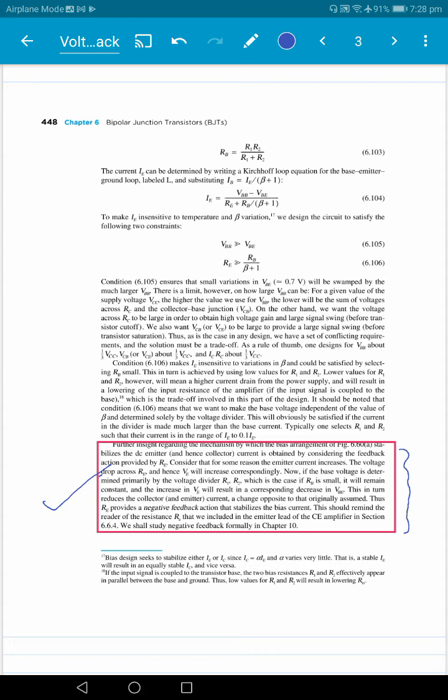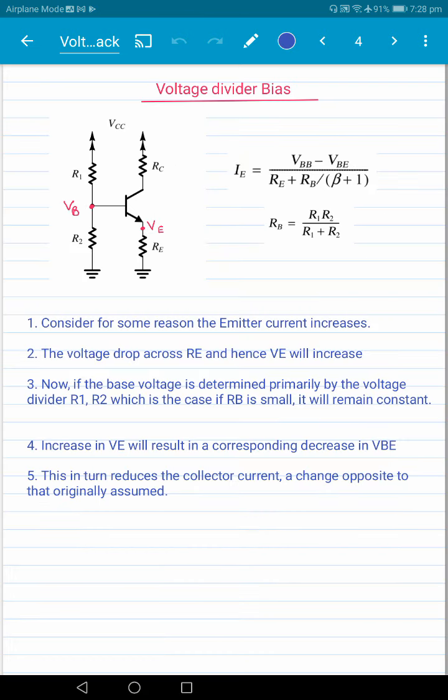So what it says is the following. We have this voltage divider bias, and consider that for some reason the emitter current increases. So let's say the emitter current increases by a certain amount, delta IE. Then the voltage drop across RE, and hence VE, will increase. So there will be a change, delta VE. So delta VE will also increase, right?